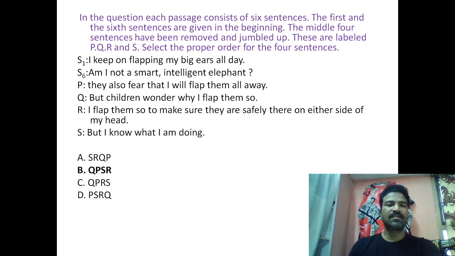The answer is QPSR, option B. So let's put them into proper order. Let's begin with S1. I keep on flapping my big ears all day. Next Q: but children wonder why I flap them so. Next P: but they also fear that I will flap them all away. Next S: yes, but I know what I am doing. Next R: I have flapped them so to make sure they are safely there on either side of my head. Finally, the concluding statement, S6: am I not a smart, intelligent elephant? Next question.